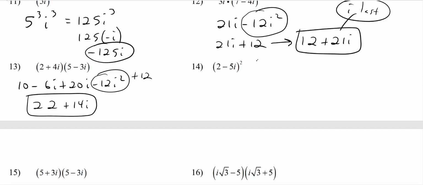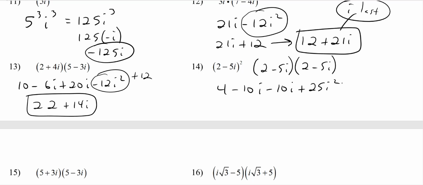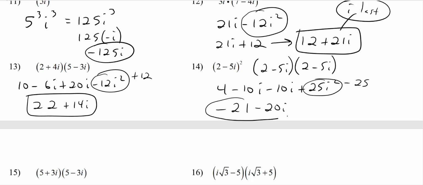Okay, this one, you got to write it twice. So 2 minus 5i, 2 minus 5i. So if I FOIL it, 2 times 2 is 4. Minus 10i, minus 10i. Outside, inside. And last, plus 25i squared. Okay, and again, that plus 25i squared means minus 25. So 4 minus 25 is negative 21. And then negative 10i minus 10i is negative 20i. And that is your answer.